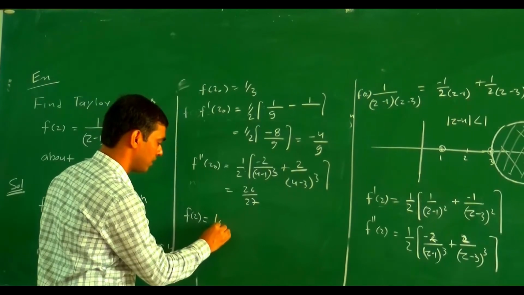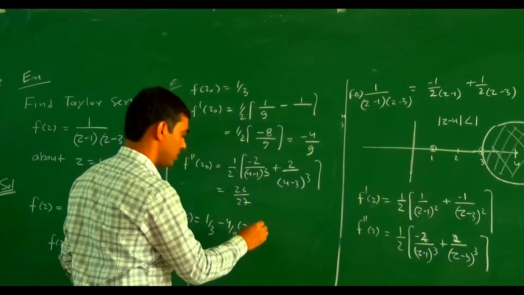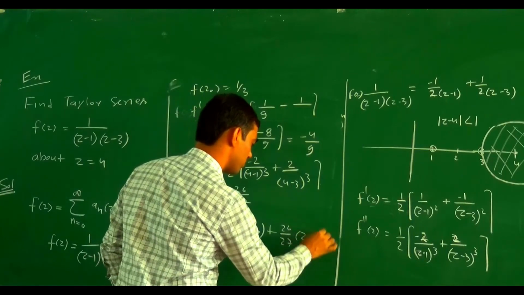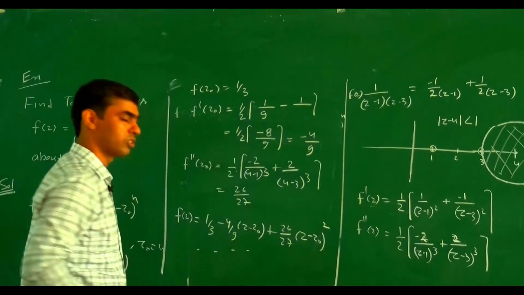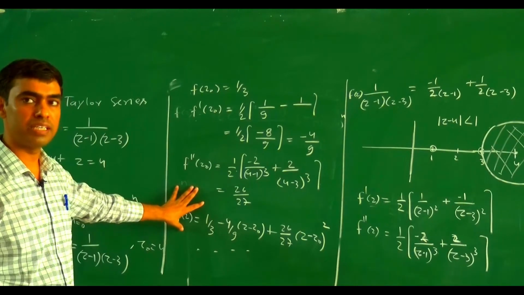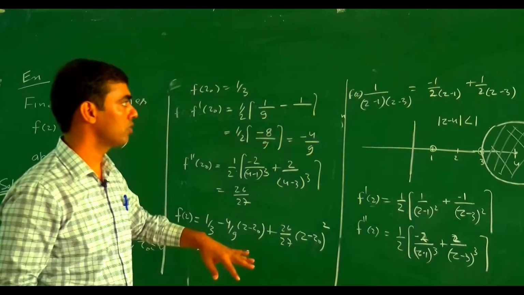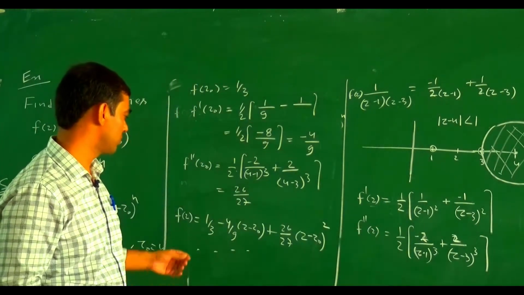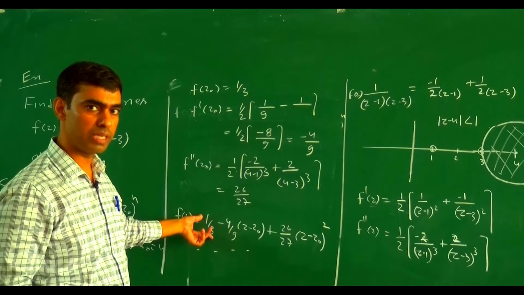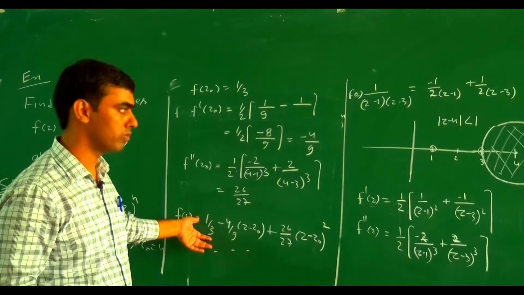F(z) becomes 1/3 − (4/9)(z − z0) + (26/27)(z − z0)². What is that? This is the required number of terms. So if we close the answer, the Taylor series expansion by using the derivative and the Taylor series expansion using the binomial expansion of a function, we discussed earlier, and we find the value of A0 by the Taylor series expansion using the binomial, then the value of A0 is 1/3, and here also the value of A0 is 1/3.